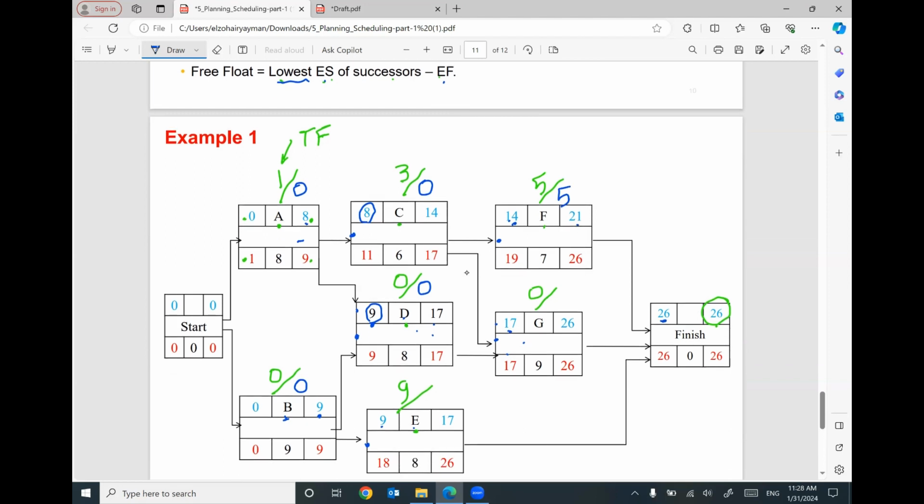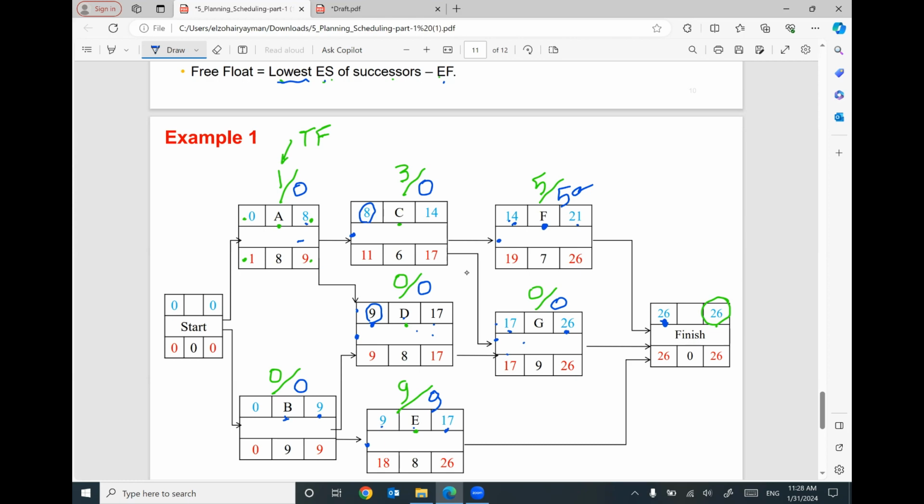This one has one successor with 26 early start. And this one has early finish 26, so it will be 0. We have here 26 early start, and we have here 17 early finish. That means we have 9. This number, which is 5, means this activity can be delayed for 5 days without affecting the following activity.